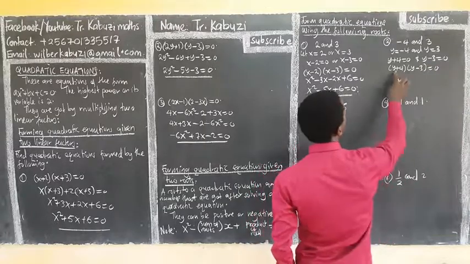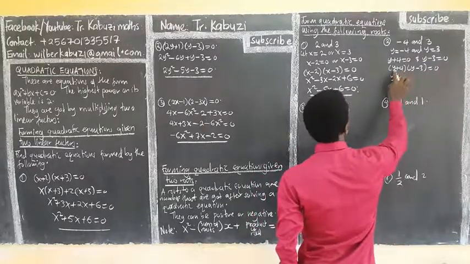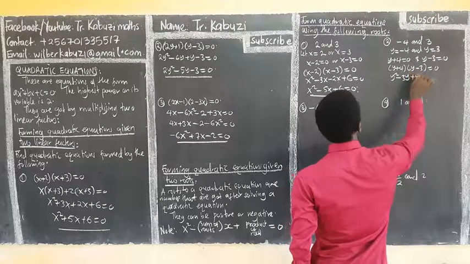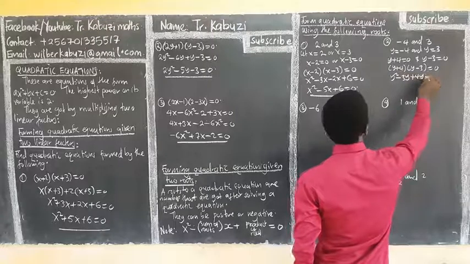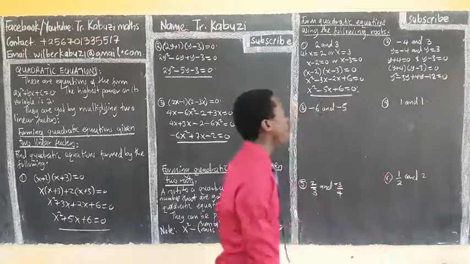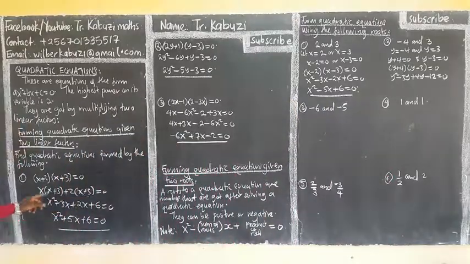Then we expand. This times this you get y squared, y times this you get negative 3y, 4 times this you get plus 4y, 4 times negative 3 you get negative 12. This is the way. To skip this step, you just do x times this, you get x squared.